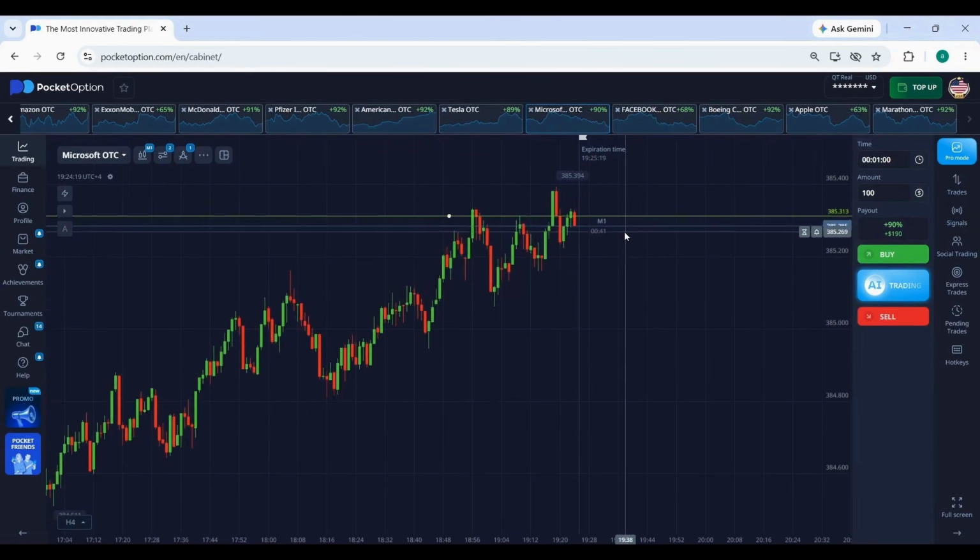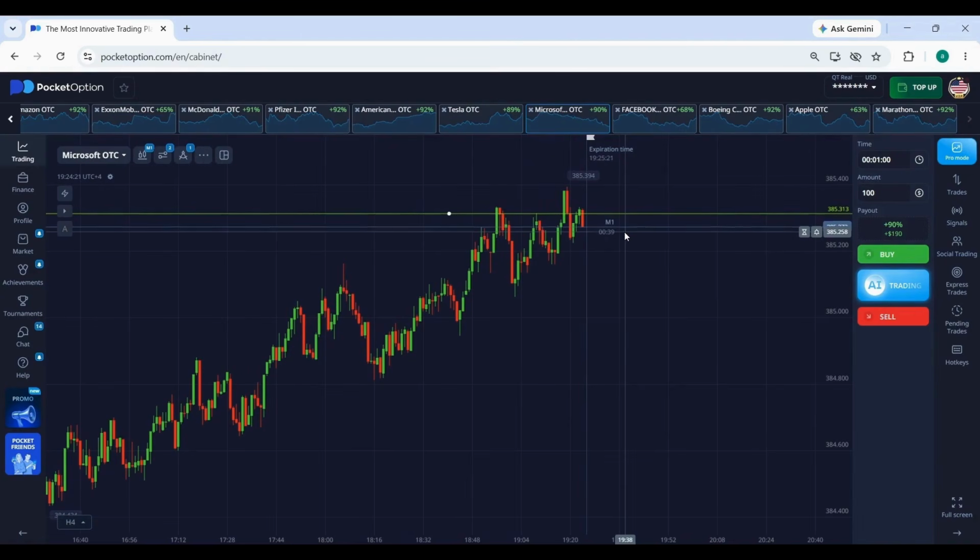However, you should always pay attention to the overall market trend. I recommend taking trades in the direction of the trend whenever possible because they generally have a higher probability of success. I hope you now understand how support and resistance works and how you can apply it in your trading journey. This strategy works on almost every market, including Forex, crypto, stocks, and OTC markets.